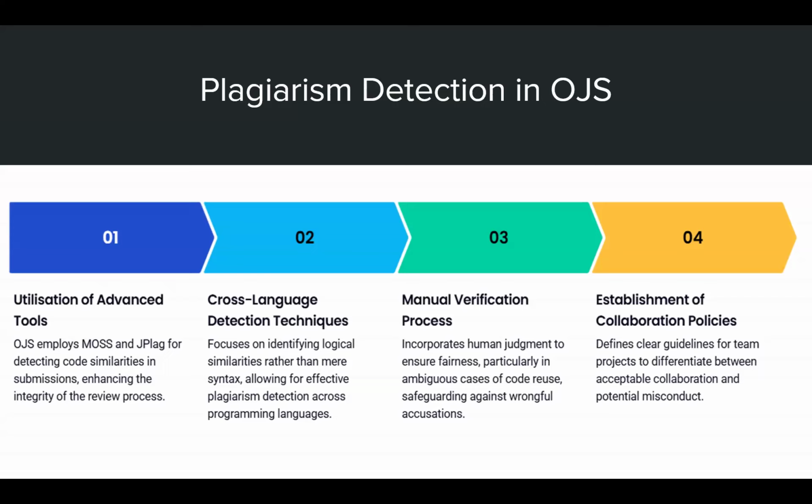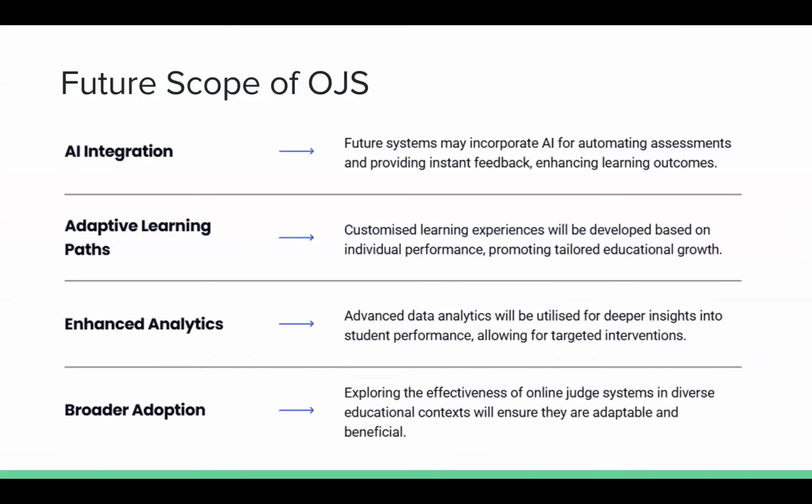where the automated tools are effective, but they may not understand code reuse or collaborative features. So, in such situations, human judgment ensures fairness and protects the author from wrongful accusations. And the last is the establishment of collaboration policies. The future scope of OJS is AI integration, adaptive learning paths, enhanced analytics, and broader adoption.